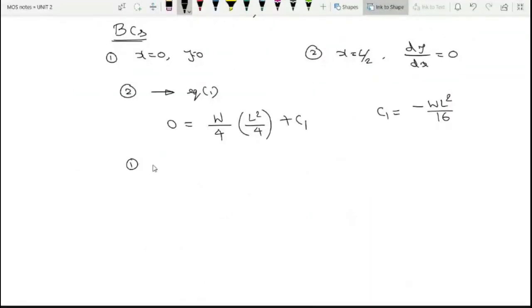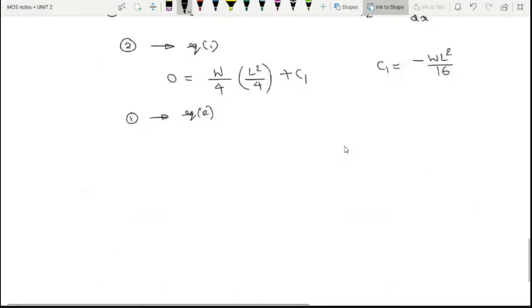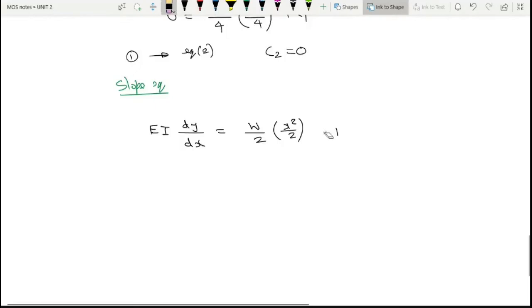Now let me apply in equation 2. When x is equal to 0, y is equal to 0. Apply it: 0, 0, 0. Everything becomes 0. Automatically you will get C2 is equal to 0. Now I got two different equations. What is my slope equation? So I don't have this one, which will be minus WL square by 16. This is my slope equation. So I may call this equation number 3.